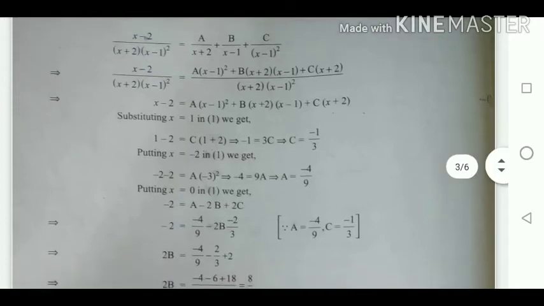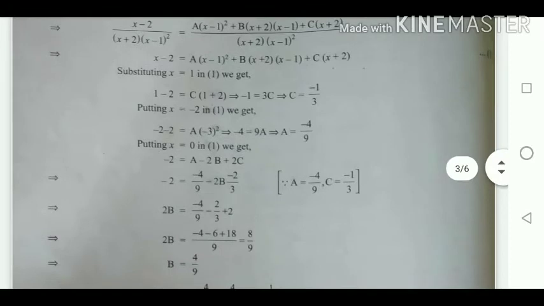Substitute x equal to 1. Here the value of x minus 1 is there, x plus 2 is there. So we may give the value x equal to 1 as well as the value x equal to minus 2. If you put x equal to 1, we are getting the value c equal to minus 1 by 3. If x equal to minus 2, the value of a equal to minus 4 by 9. If x equal to 0, in such a case we are getting the value of b equal to 4 by 9. Okay.